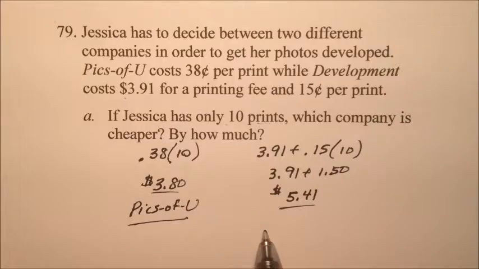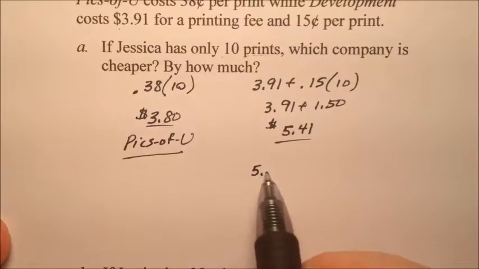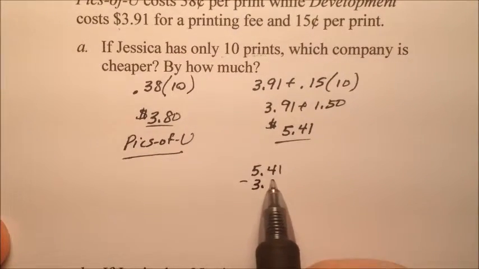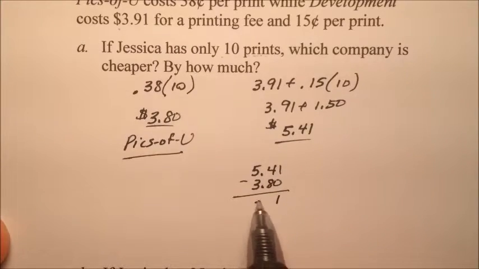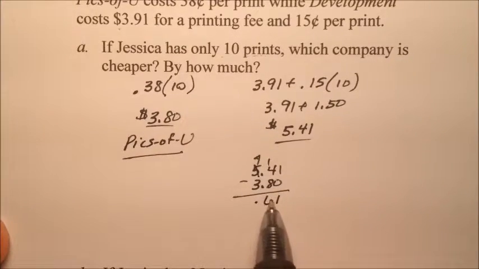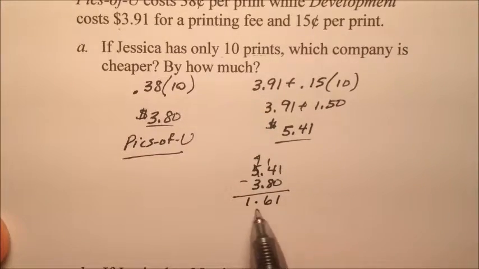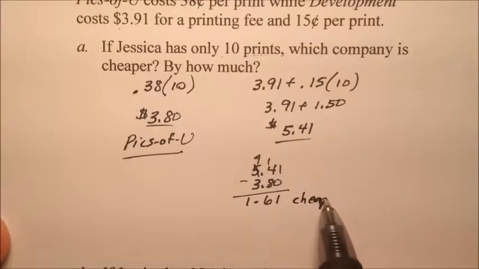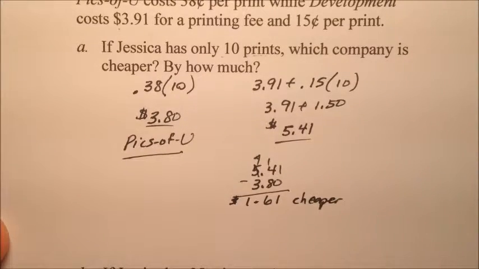But by how much? Let's go ahead and work that math. 541 minus 380 is going to be 1, come over there and carry 1. Looks like $1.61 cheaper for Pics of You.